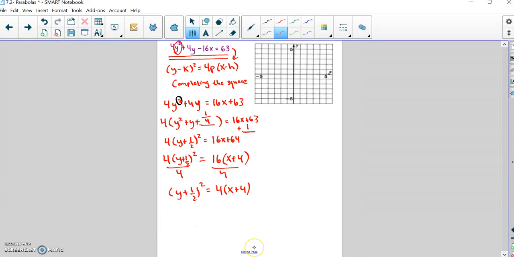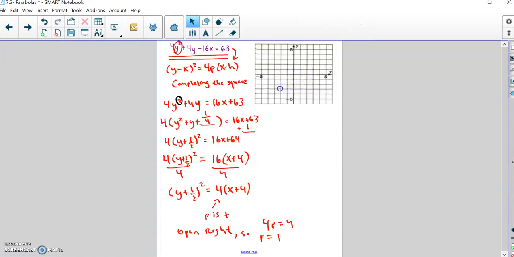Now I'm going to make a couple notes here on this. This is a y squared, and p is positive, which means this is going to open to the right. And if we want to go one step further, if 4p is equal to this number out here, we can say 4p equals 4. So p equals 1. Which means whenever we graph this, we're going to move 1 unit inside to get to the focus and 1 unit outside to get to the directrix.